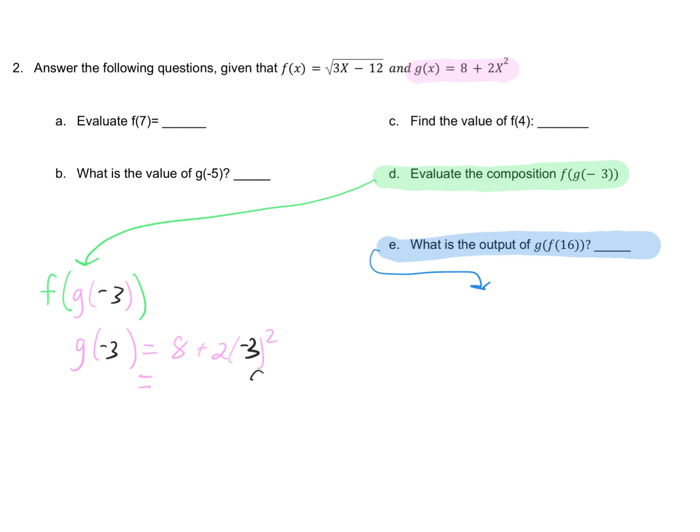Negative 3 squared is 9. So 8 plus 2 times 9. 2 times 9 is 18. And 8 plus 18 is 26. So g of negative 3 equals 26.